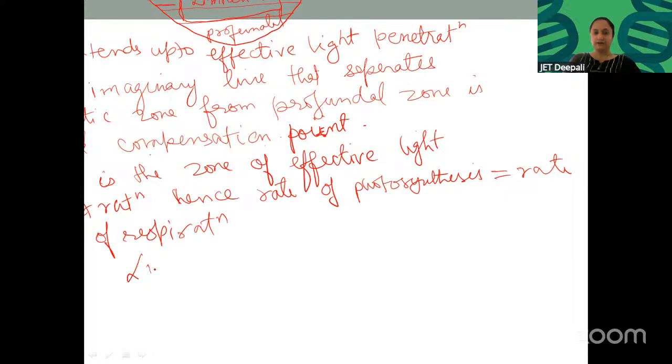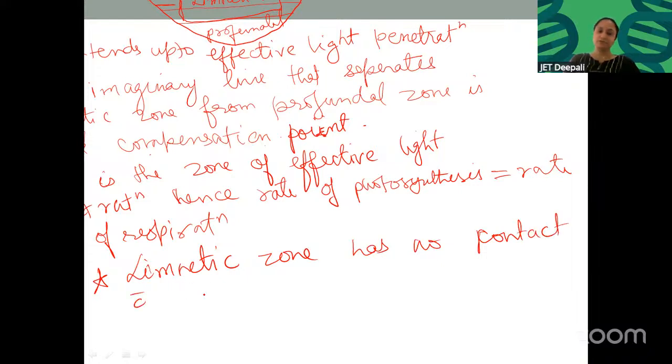Okay, limnetic, important point. The limnetic zone has no contact with the bottom of the lake. This is all about the limnetic zone. The littoral zone is near the shore, and light penetrates up to the bottom. The imaginary line that separates limnetic and profundal is the compensation point, and this is the zone of effective light penetration. Hence, the rate of photosynthesis equals the rate of respiration.